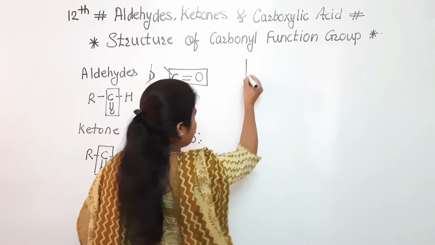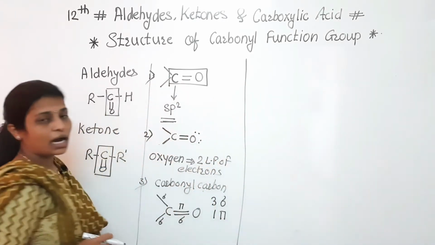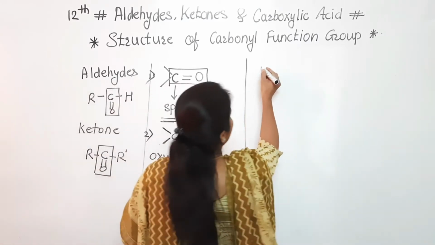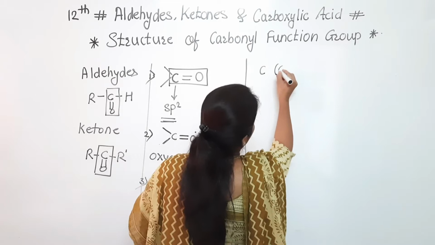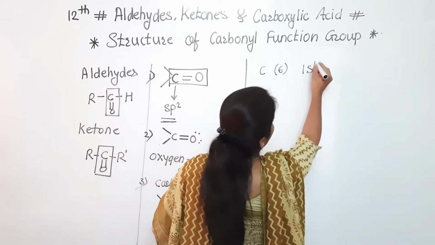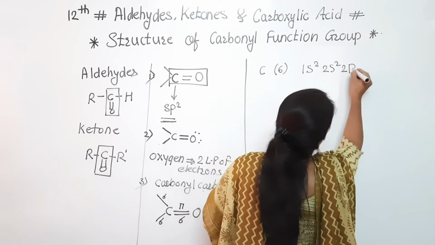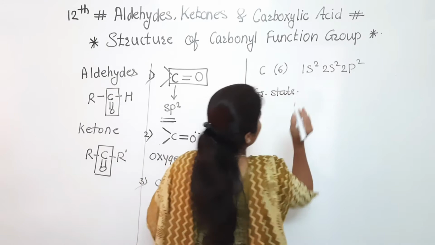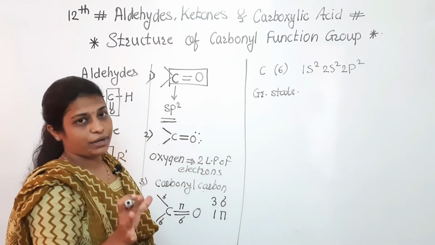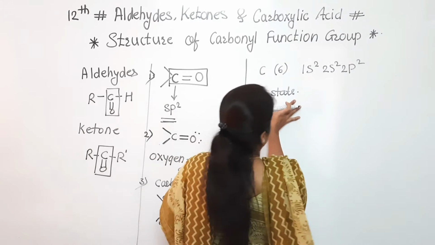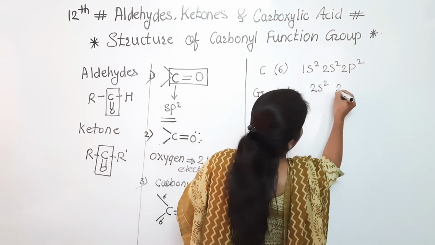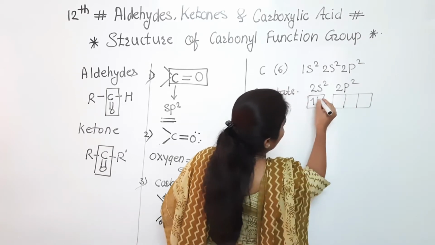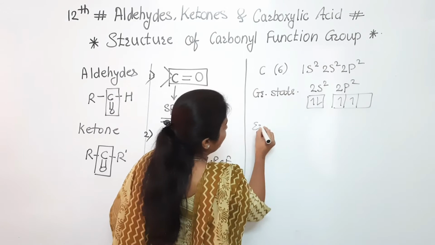Now see, in the carbonyl carbon and oxygen, what is the bond between them? The central atom is carbon, whose atomic number is 6. Its electronic configuration is 1s2, 2s2, 2p2. If we consider the ground state, we will see what the exact hybridization is and how it takes place. In the ground state, 2s2, 2p2 means 2 electrons in 2s and 2 electrons in 2p. Clear to everyone? What will be the excited state?